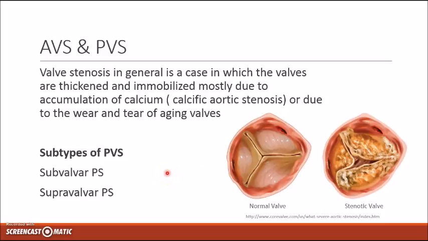For the pulmonary valve stenosis, we have two subtypes: subvalvular pulmonary stenosis and supravalvular pulmonary stenosis. In these cases the problem is not actually in the valve itself. However, the canal before or after the valve is a little bit tight. As you can see here, the problem with the stenotic valve is that it neither closes well nor opens well.